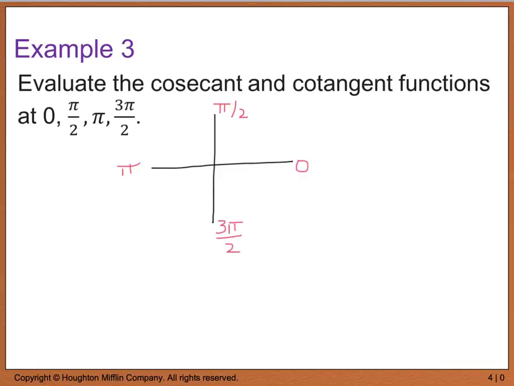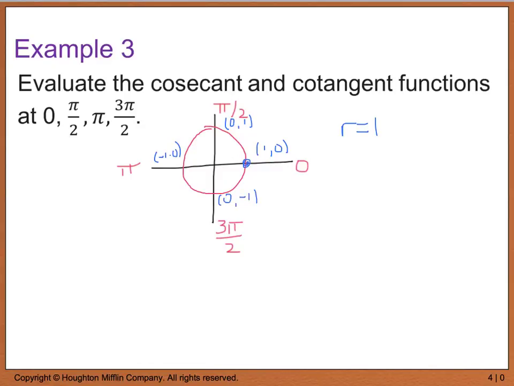Or actually, let's just go ahead and use our unit circle here. So if I have a unit circle, I know what my r is. R is going to equal 1. At this point here, I'm going to have an x value of 1, a y value of 0. At pi over 2, I have an x value of 0, y value of 1. At pi, I have a negative 1, 0. And at 3 pi over 2, I have 0, negative 1.